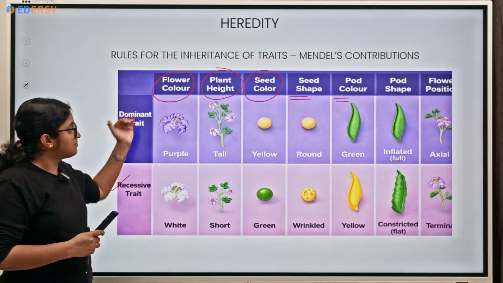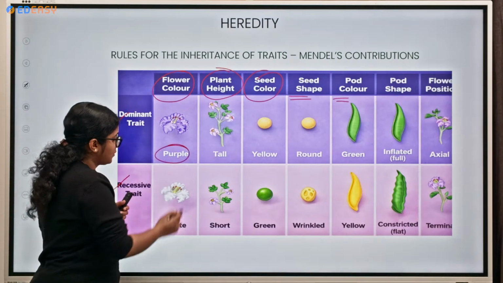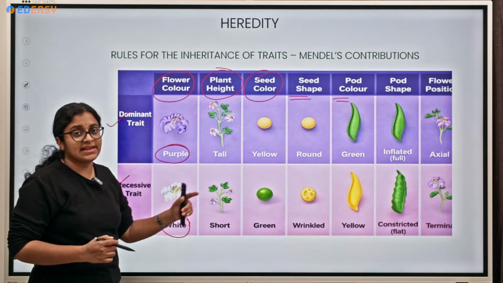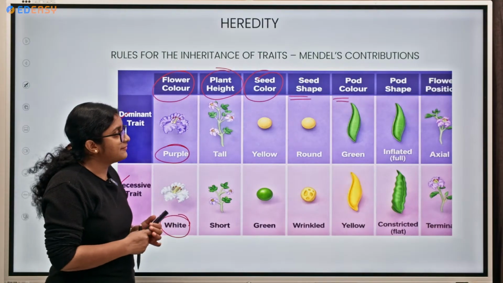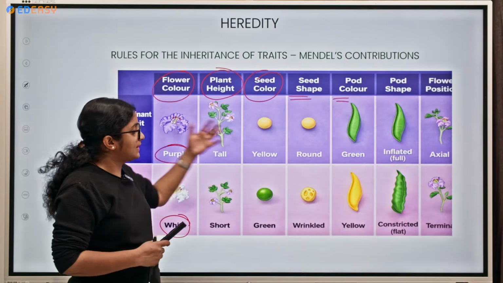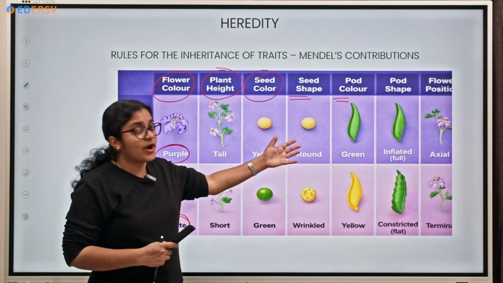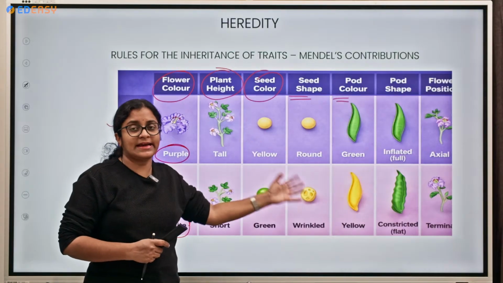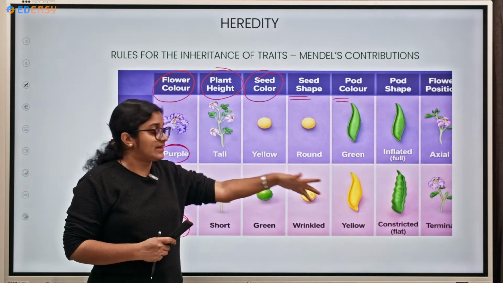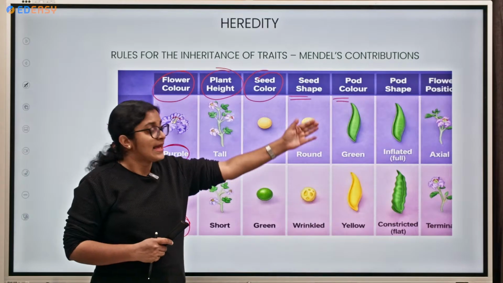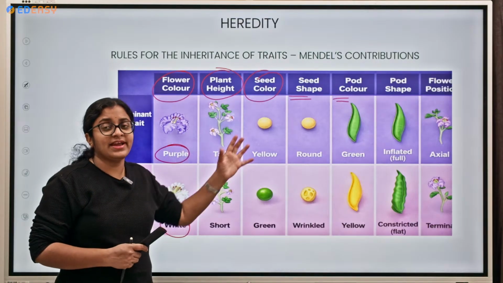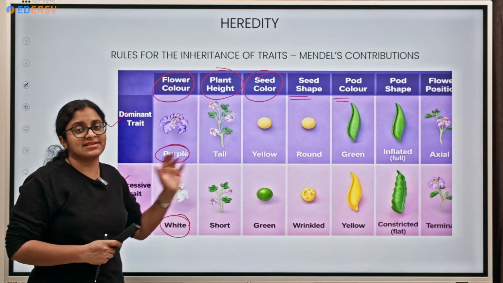So as of now, just remember: flower color purple is dominant, white is recessive; plant height tall is dominant, short is recessive; seed color yellow is dominant and green is recessive; seed shape round is dominant and wrinkled is recessive. Pod color green is dominant, yellow is recessive. Pod shape, if it is inflated, full, that is dominant. If it is constricted like that, it is recessive. And finally, the flower position, if it is in axial position, that is a dominant trait, and if it is in a terminal position, that is a recessive trait.